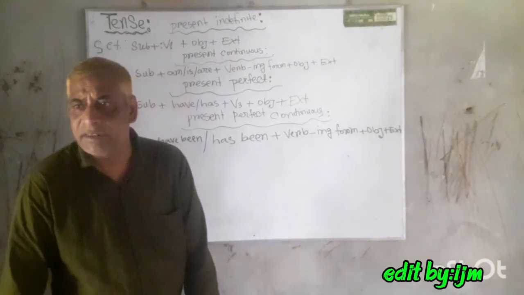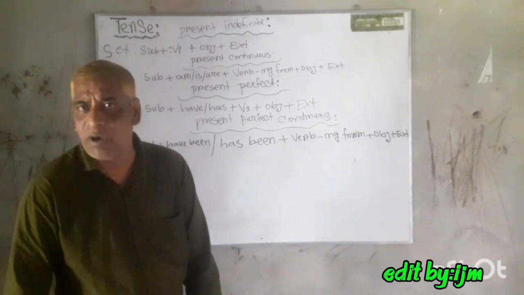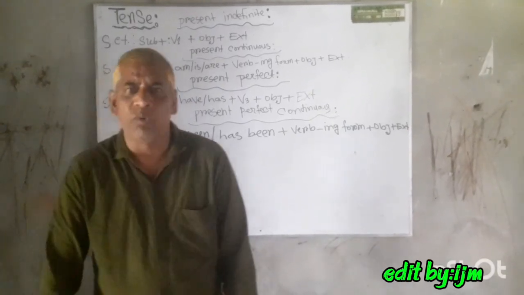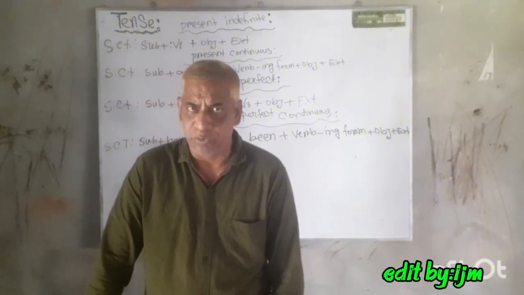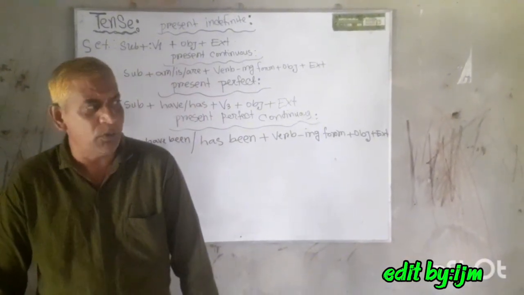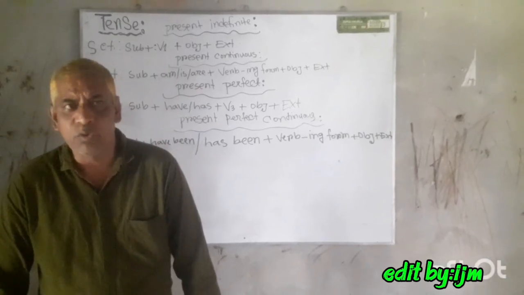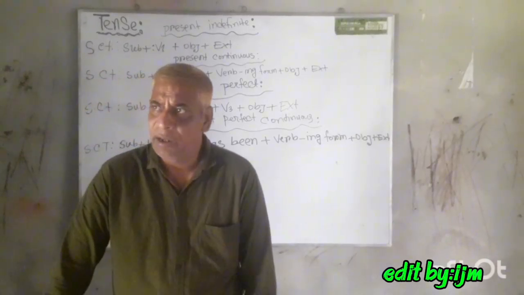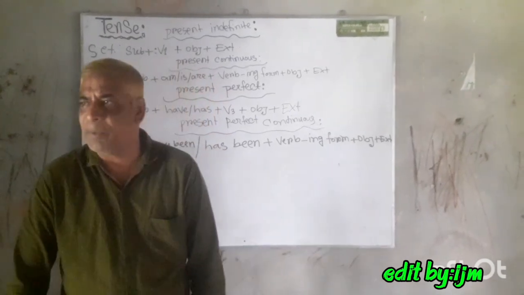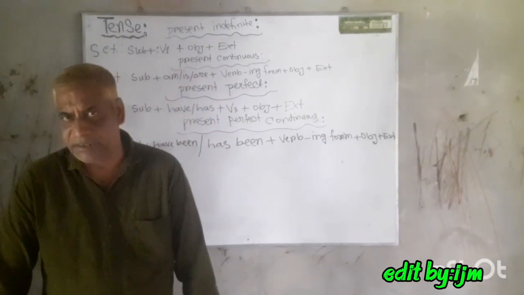Total tense, there are 12 kinds of total tense. So we know, every student knows the structure of tense. If we know the structure of tense, we have no problem learning grammar. So structure is very important for every student.